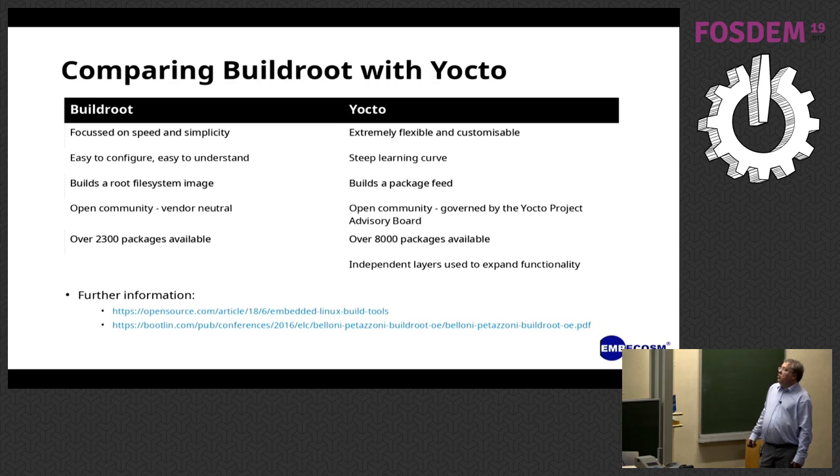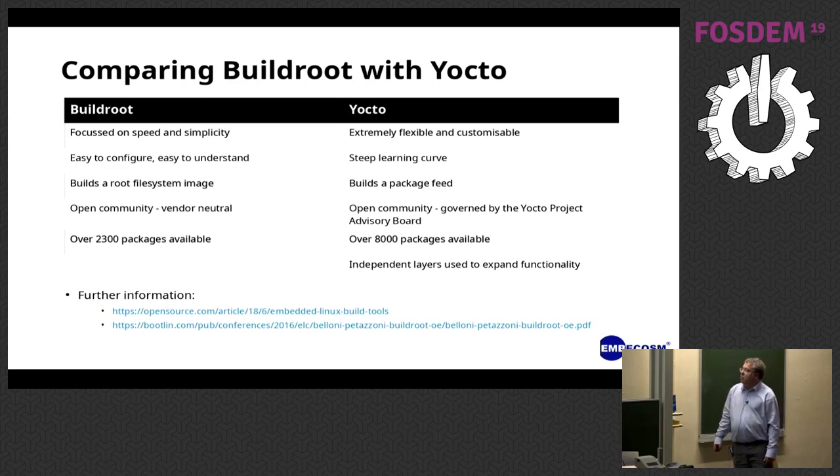Whereas Yocto is very, very flexible and customizable, which makes it quite difficult for a beginner to get to grips with, in terms of the number of configuration files and settings that you can use. A quick search on the internet suggests there are about 2,300 packages available for Buildroot, compared with about 8,000 for Yocto. Yocto actually builds a package feed rather than a file system image. You can go on to create a file system image, but typically it generates RPMs or Debian packages, which you can then use to deploy a package manager on your target system.